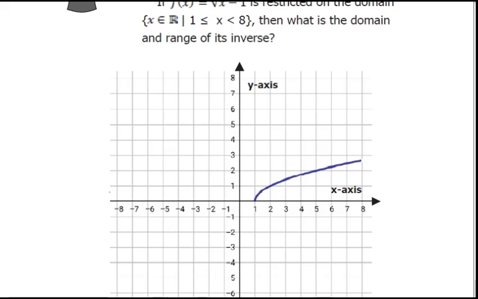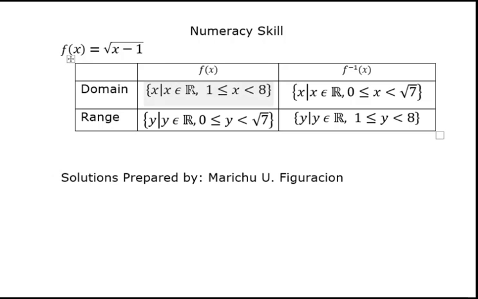Okay, solution. First, the domain is already given, and we have to find the range of the given function. How to find it? You substitute x equals 1. We calculate f of 1 equals the square root of 1 minus 1, and that is 0. Let's reflect it here. And the endpoint x equals 8: f of 8 is equal to the square root of 8 minus 1, and that is the square root of 7.